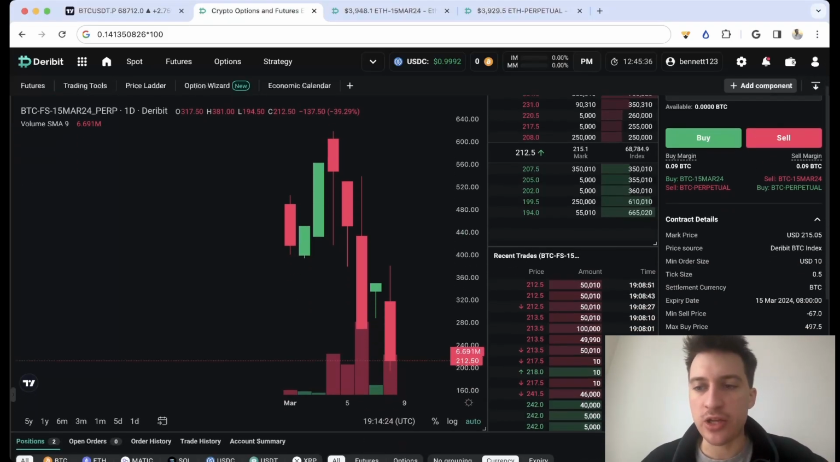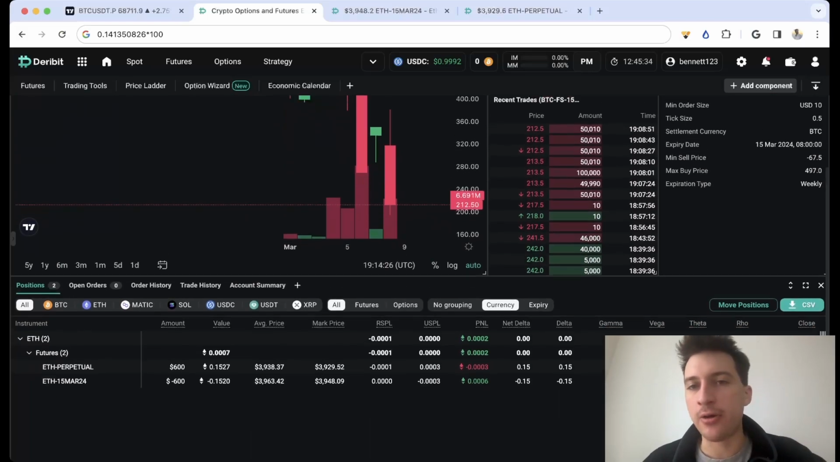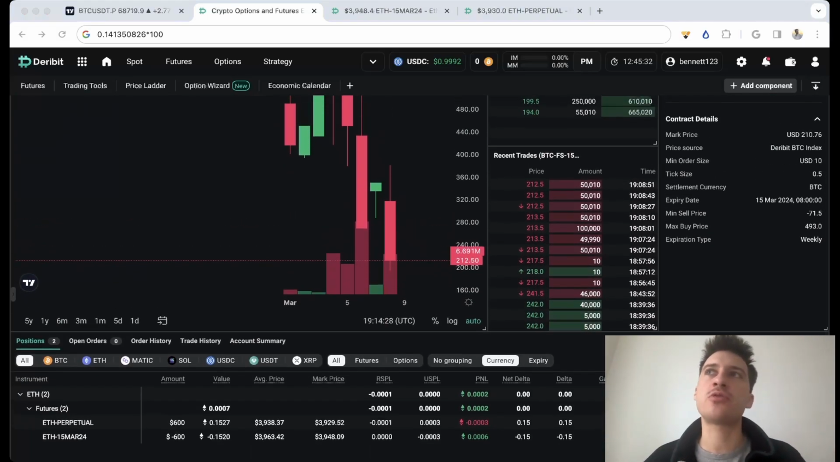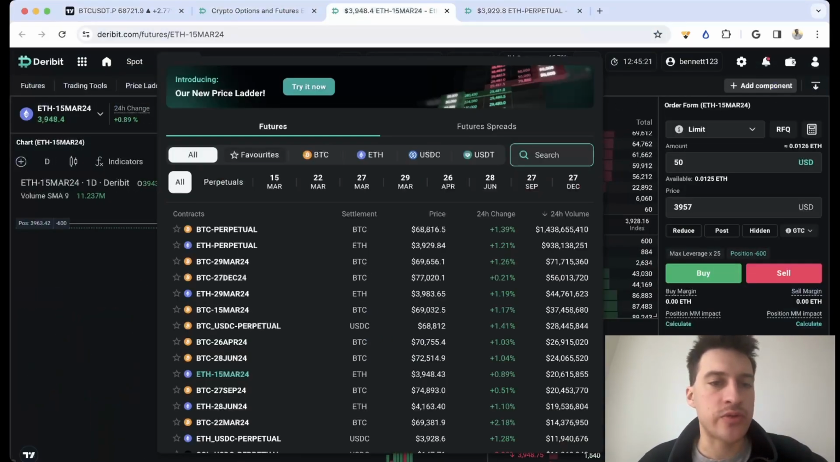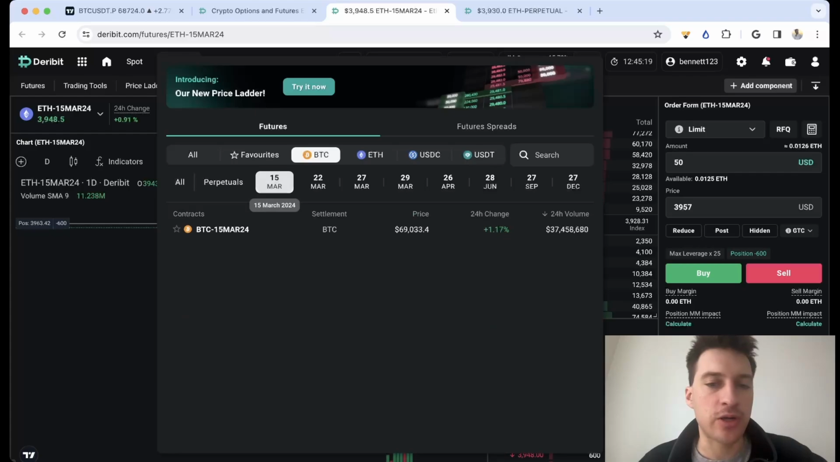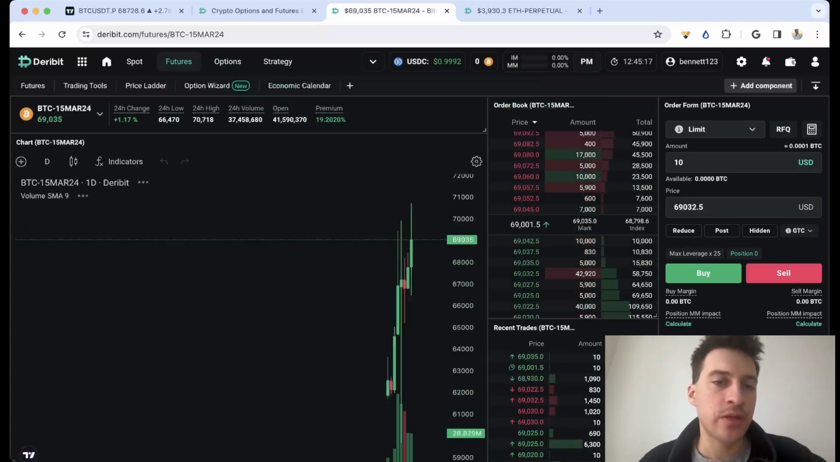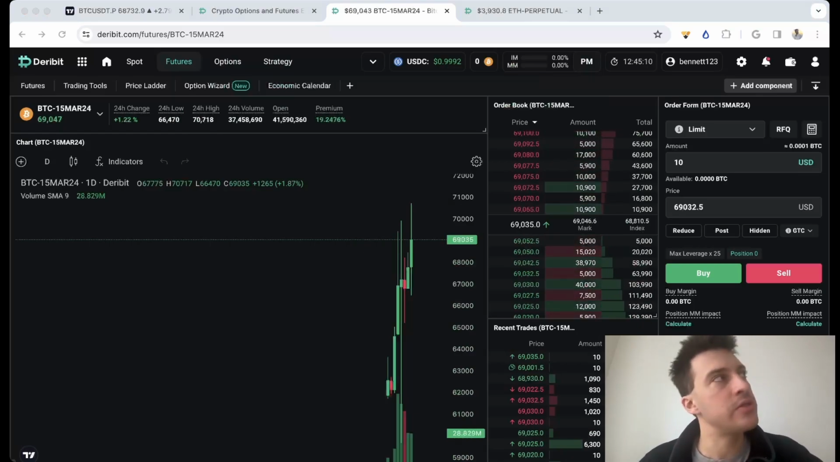So this kind of strategy is very good right now because a lot of expiring futures that are dated 15th of March and end of March are very bullish, meaning they're very overpriced with their premium. So if we go to something like this, and I go to the Bitcoin, 15th of March, the premium is 20%. And the Ethereum one, it is 30%. That's why I did Ethereum, because the returns are a little bit better than Bitcoin.